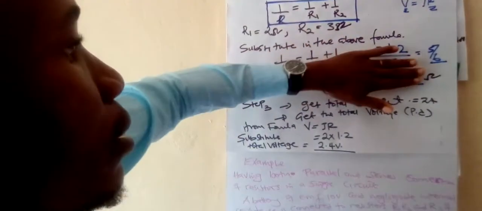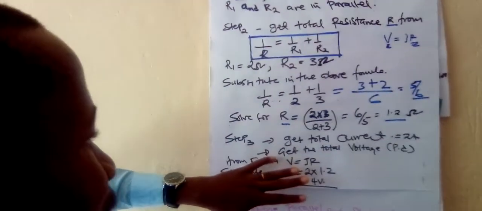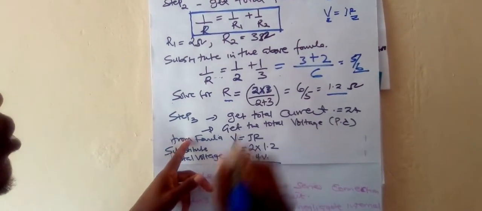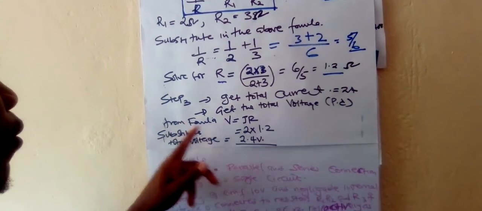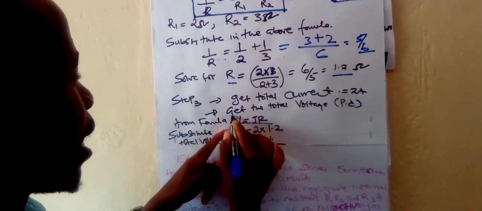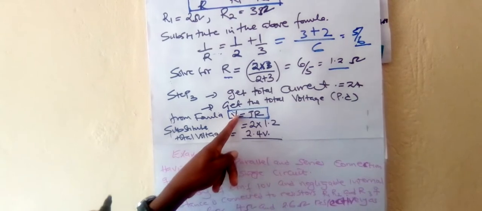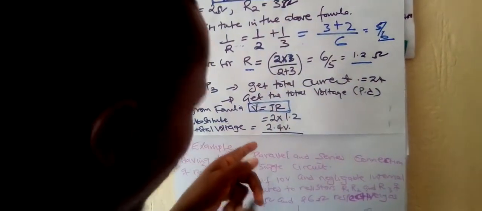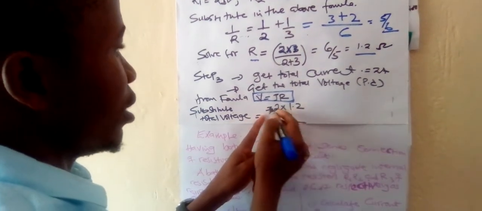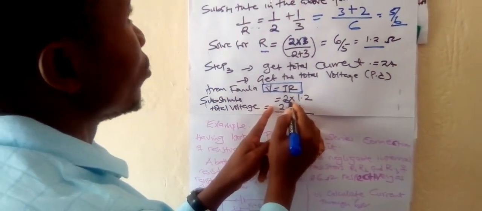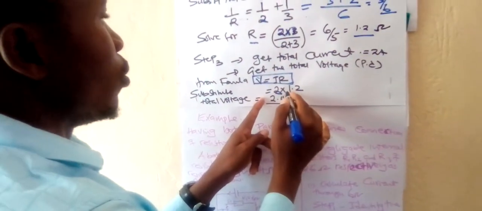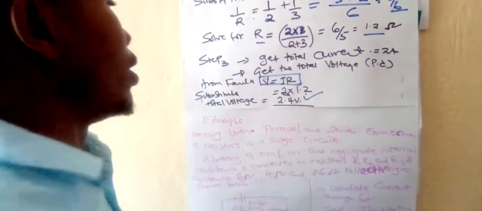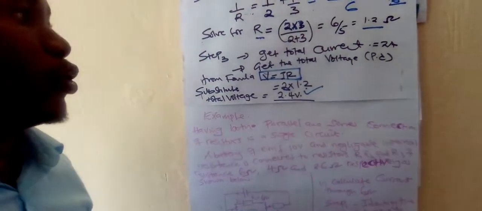Now, after getting the total resistance, then we shall be able to get the total current. How do we get the total current? We shall use this formula here, Ohm's law, from the formula V is equal to IR. This is our PD. PD, or the EMF, or the total voltage, will equal, substituting our I is given as 2 times 1.2, which is the total resistance, and we shall be able to get the total voltage.